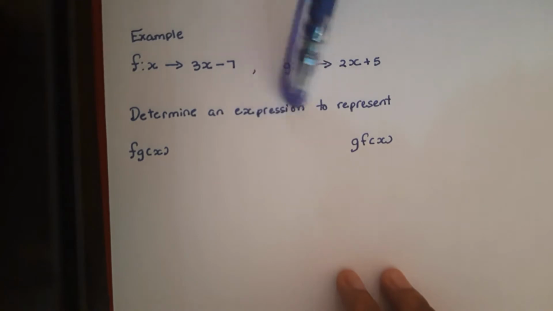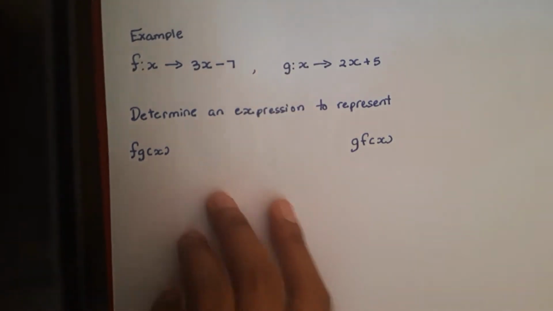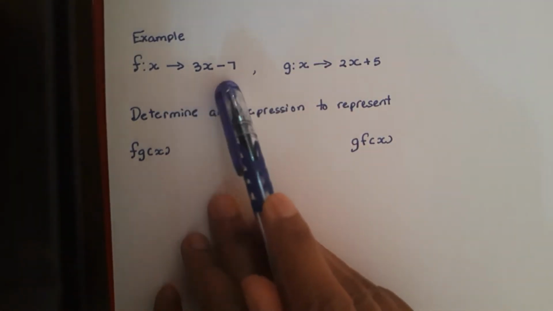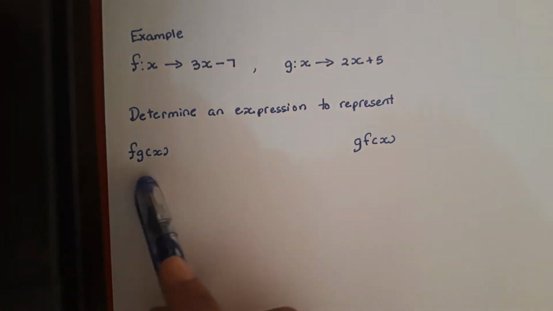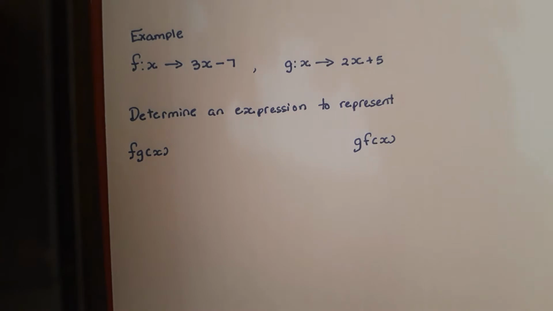Now an expression is not a value, it is written just like how these functions are written up above, and we're going to get an expression to represent fg of x such that any value we want to find, fg of 3, fg of 8, fg of 9, we can plug into this new function which represents our composite function, fg of x. So in order to start the sum, we start with the outer function.